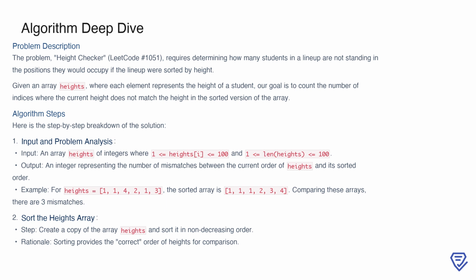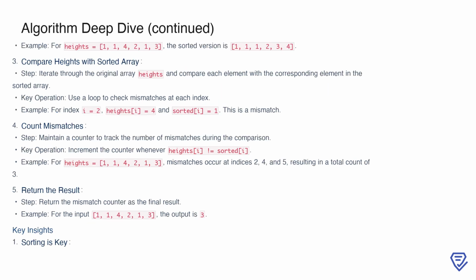To solve this, the first step involves creating a sorted copy of the heights array to establish the correct order for comparison. Taking the example heights equals 1, 1, 4, 2, 1, 3, the sorted version is 1, 1, 1, 2, 3, 4. Next, we need to compare the original array with the sorted array.